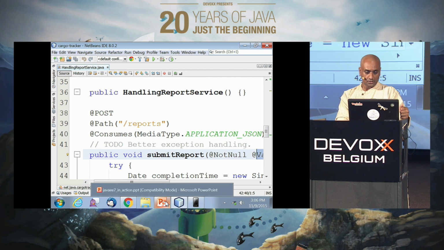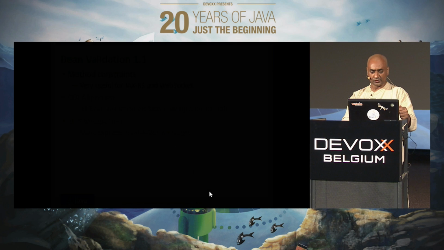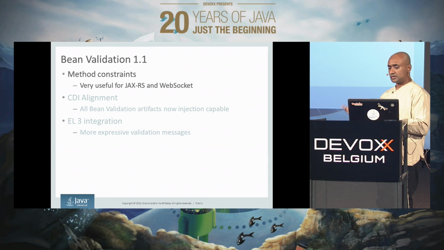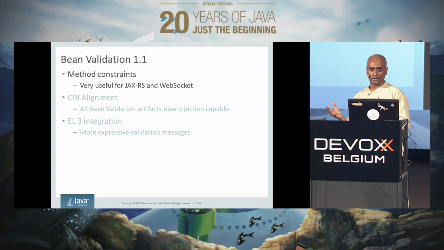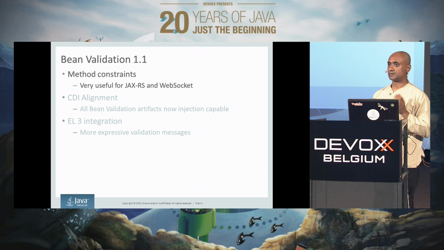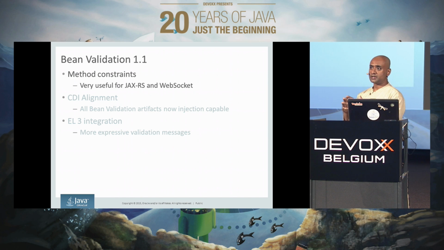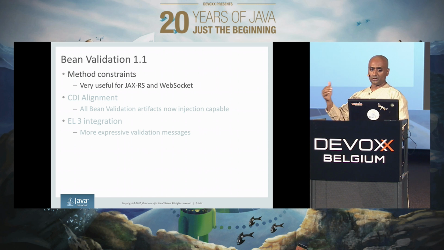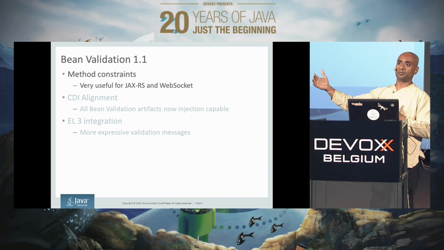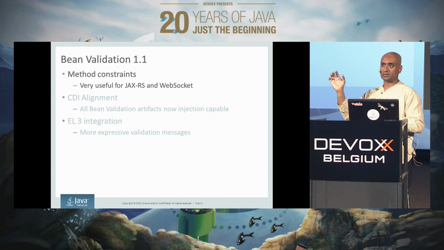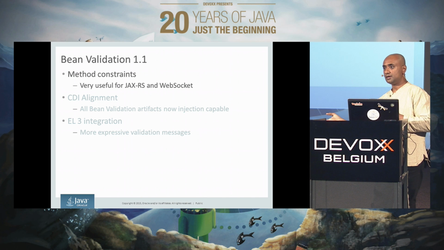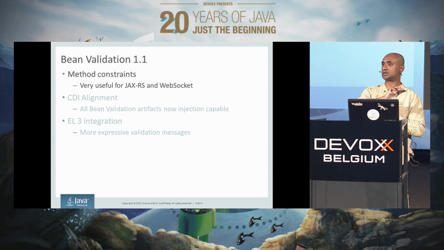There are a few other interesting things that have also happened in Bean Validation 1.1. The next one is sort of a pain point for folks using Bean Validation in Java EE 6 applications. Specifically, when you write custom constraints, which is surprisingly common, the custom constraints were not CDI injection capable, which means you can't use the @Inject annotation inside of a Bean Validation constraint. And similarly, you can't programmatically inject Bean Validation constraints elsewhere in your code.